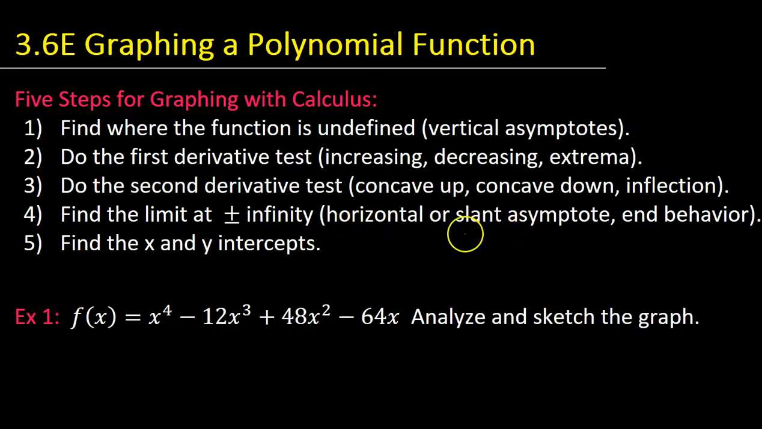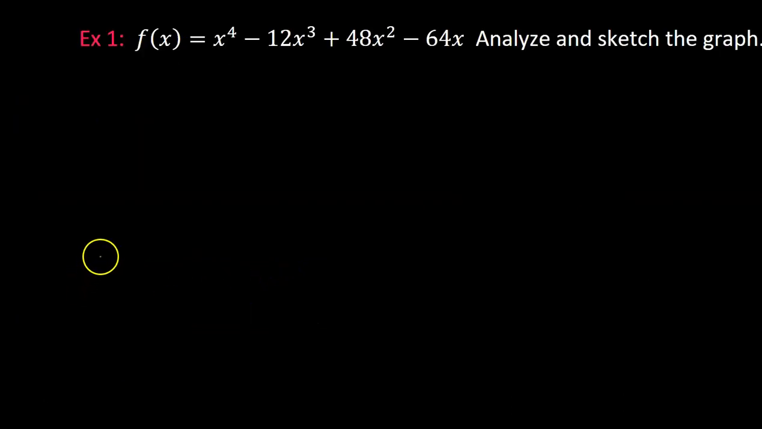A polynomial function doesn't have these, but it will tell us the end behavior. And step 5, we will find the x and y intercepts. Normally, the first step is to find where the function is undefined, but polynomial functions never have any places where they are undefined. So, of course, that means there will be no vertical asymptotes.